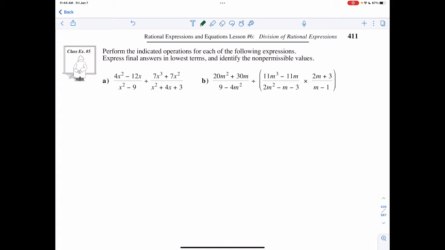When I get to example 5, same process. I'm going to have to factor down. In this case, I'm going to factor everything to find my non-permissibles. And then from my non-permissibles, I'm going to simplify. So I'm going to factor down the first one, and I'm going to get 4x and x minus 3. In the denominator, I have a difference of squares, x plus 3, x minus 3.